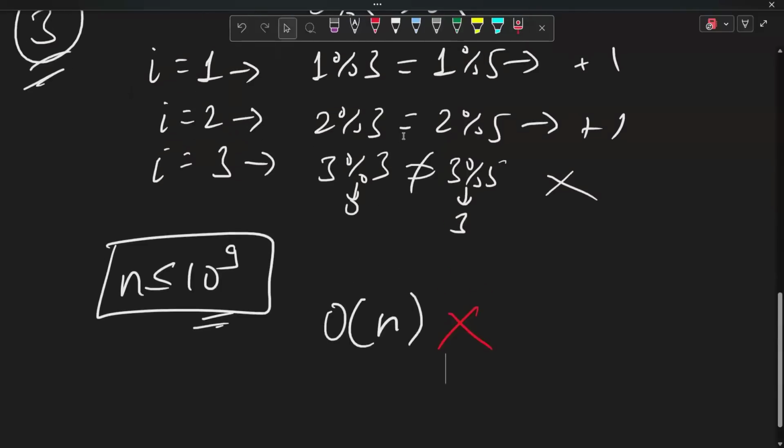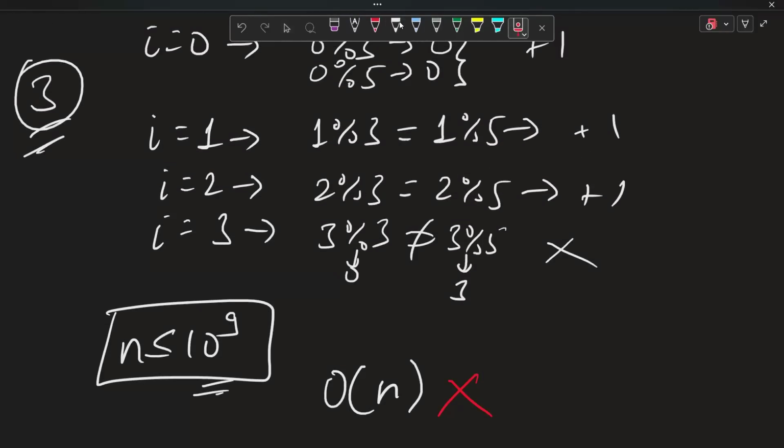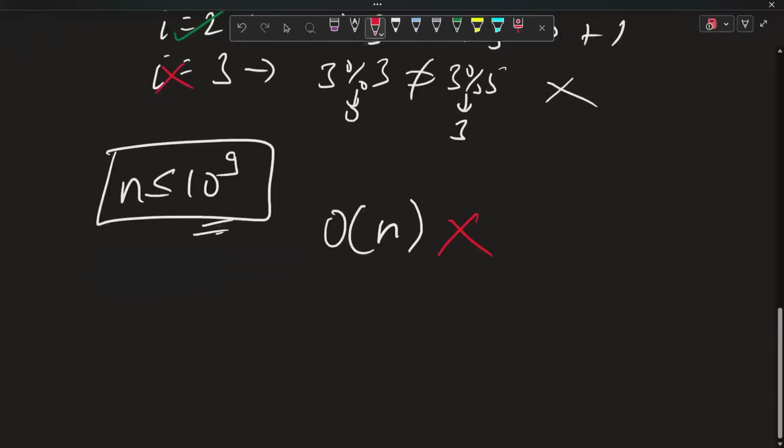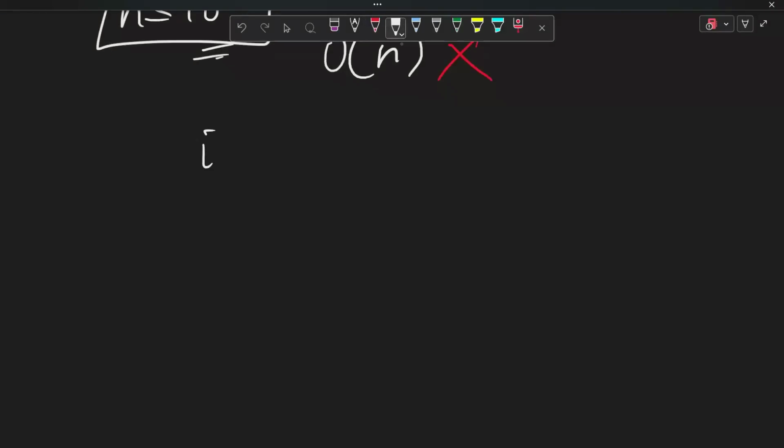Now, above you can see for i equal to 0, they were equal, for 1 they were equal, for 2 they were equal, but for 3 they were not equal. Okay, let's proceed further and check. For i equal to 4, what would happen? 4 mod 3 would be 1, and 4 mod 5 would be 4. So again, they are unequal.